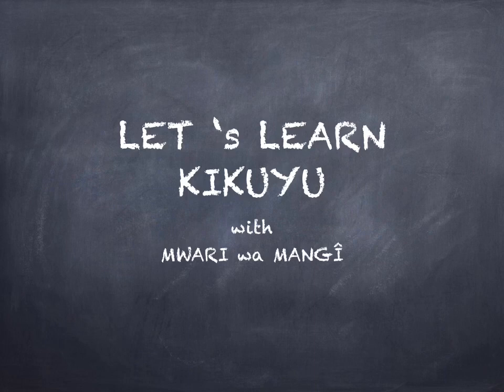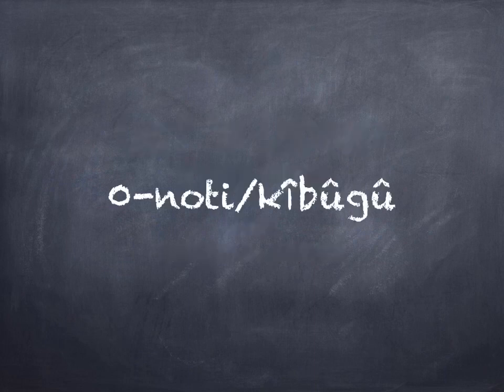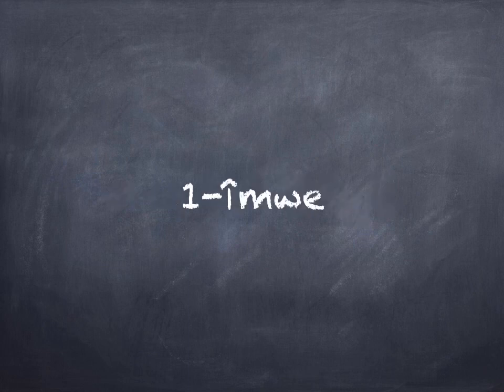So let's look at the first 10, starting with the number 0, which is naughty. Or yet we have another word for it: kefogo. Number 1 is imwe.